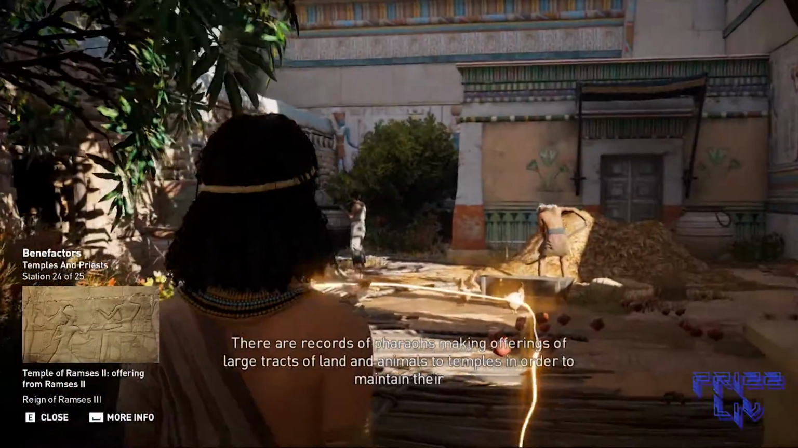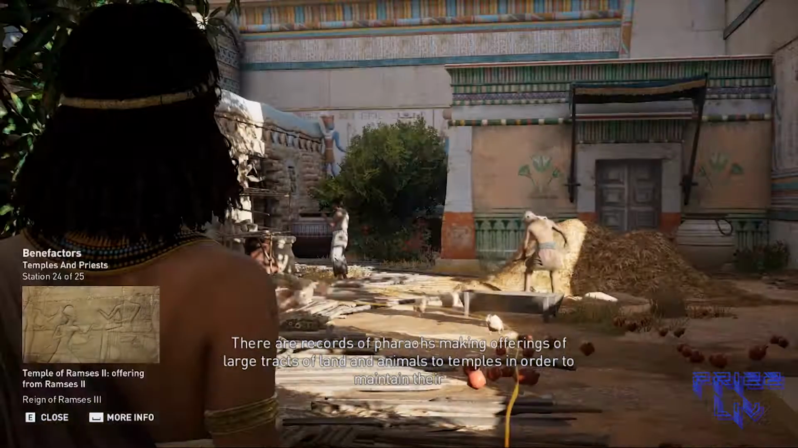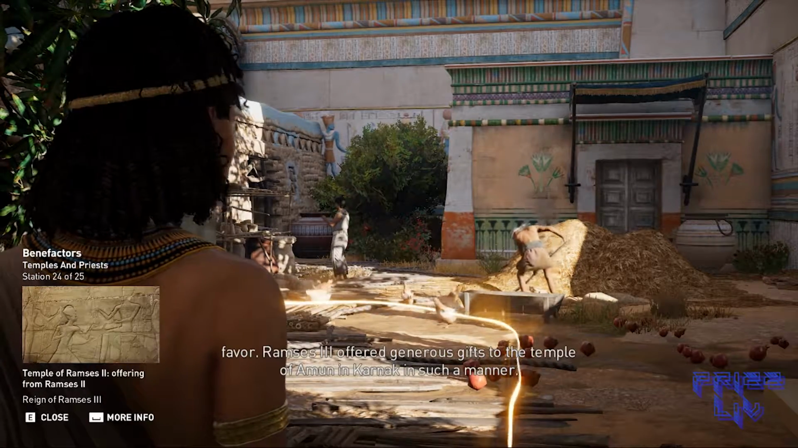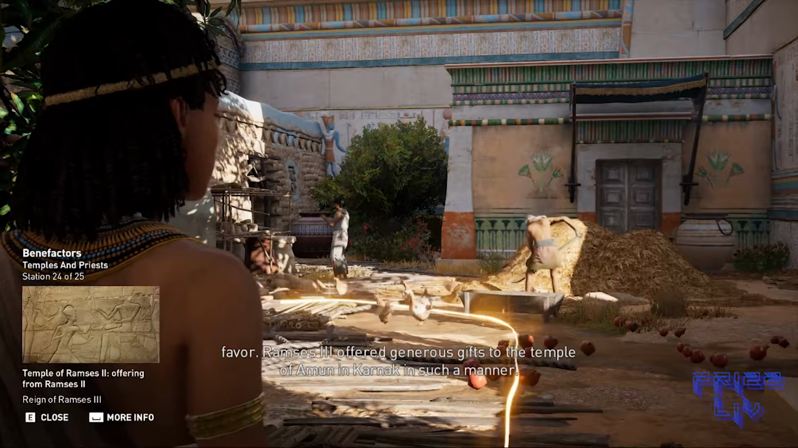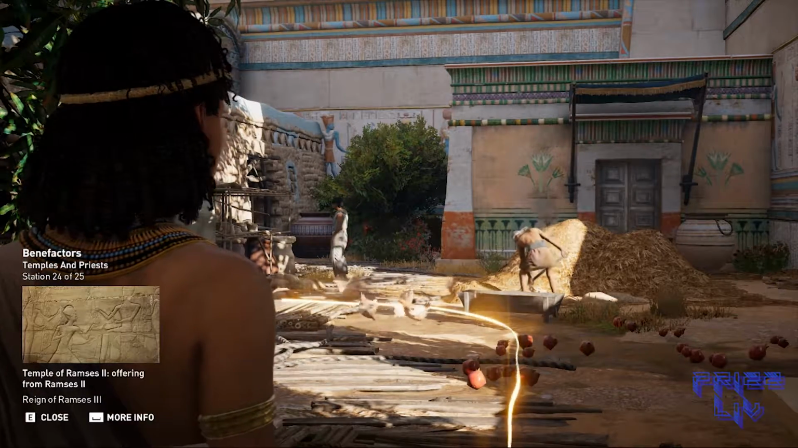There are records of pharaohs making offerings of large tracts of land and animals to temples in order to maintain their favor. Ramses III offered generous gifts to the temple of Amun in Karnak in such a manner.